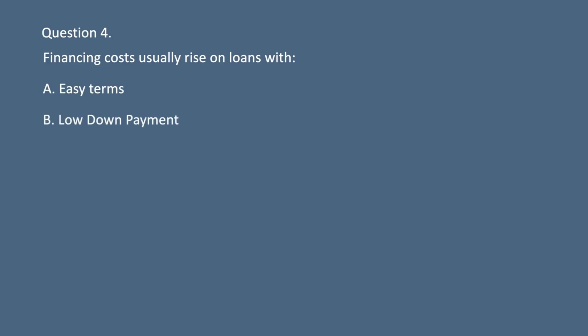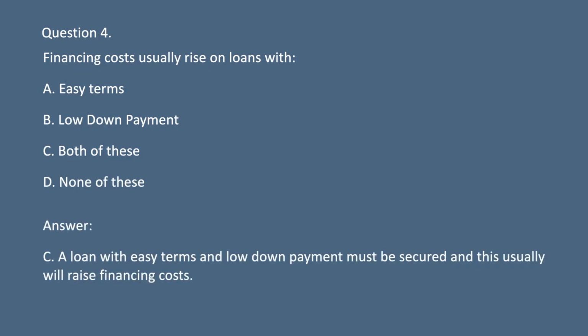Question 4. Financing costs usually rise on loans with A. Easy terms. B. Low down payment. C. Both of these. D. None of these. Answer. C. A loan with easy terms and low down payment must be secured, and this usually will raise financing costs.